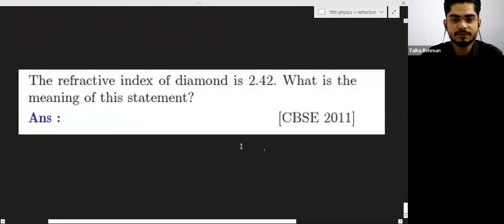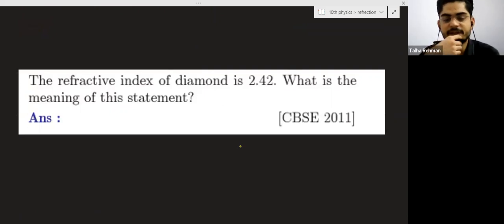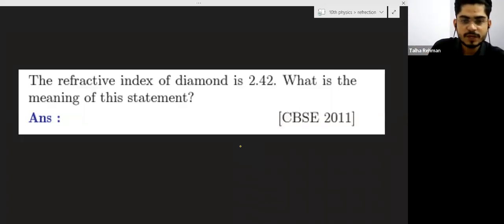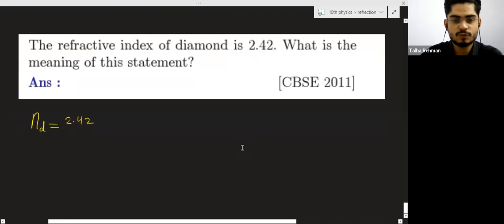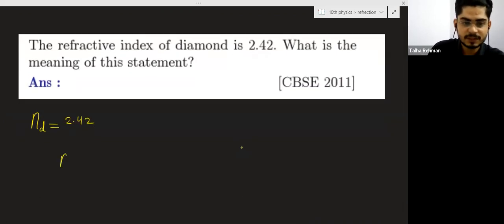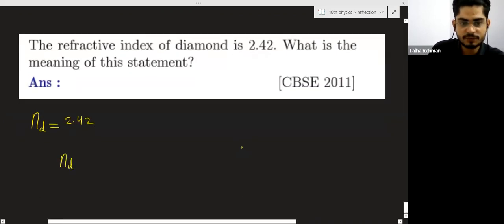CBSE 2011. They are saying the refractive index of diamond is 2.42. What is the meaning of this statement? So I have told you this refractive index is given as the absolute refractive index. Absolute refractive index is given to us. So the refractive index of diamond is 2.42. So what is the formula of refractive index, if you are calculating the refractive index of any medium?